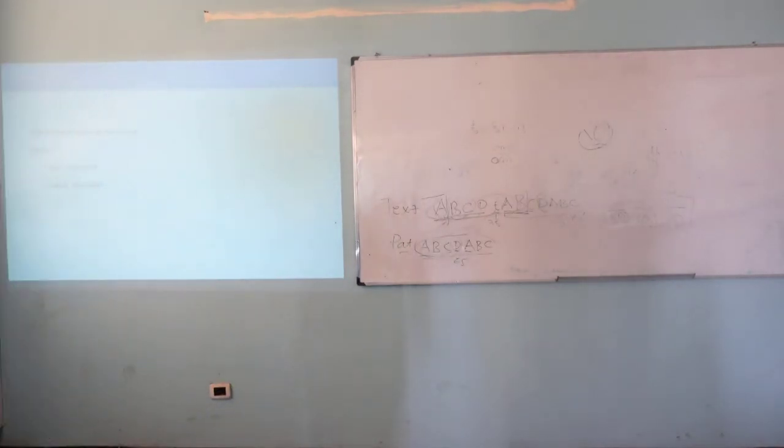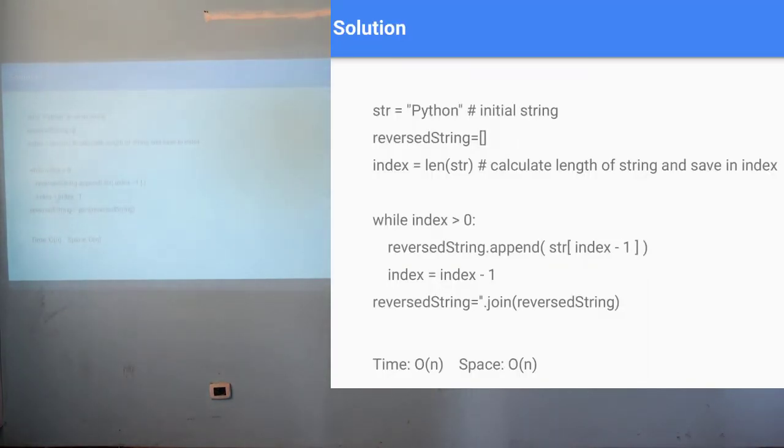I think we can go to the next question. So on the answer, we could use a list, and we can iterate over the string, save it in reverse order, and use the join operator to efficiently concatenate it.